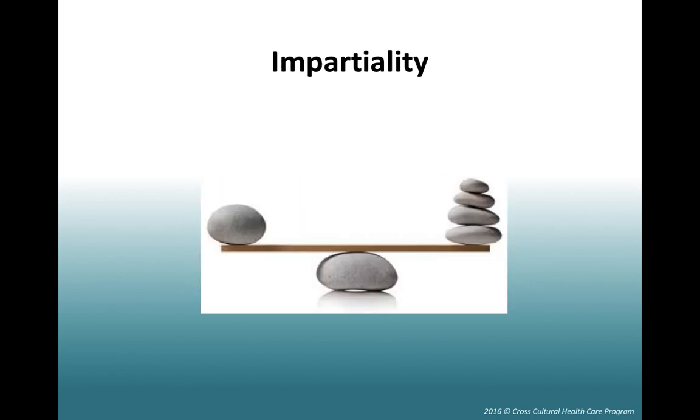Our next common value of the code of ethics is impartiality. So the interpreter strives to remain impartial. Interpreter does not counsel, does not interject personal opinions or advice to the patient. The interpreter does not project personal biases or beliefs.